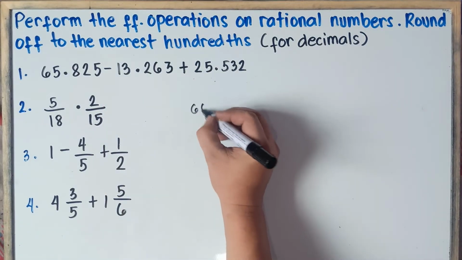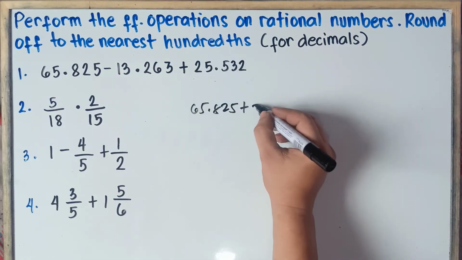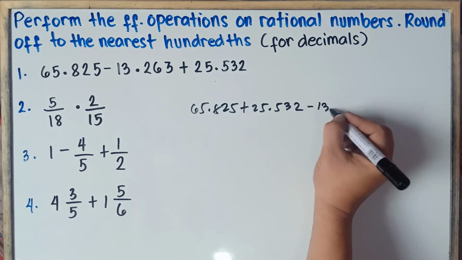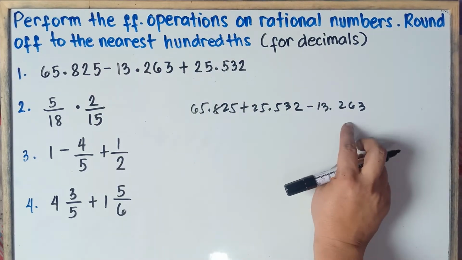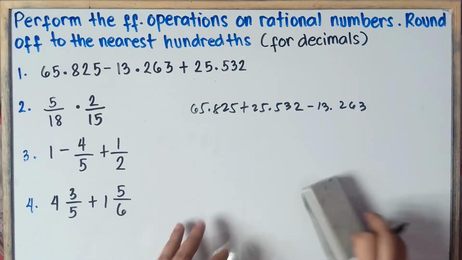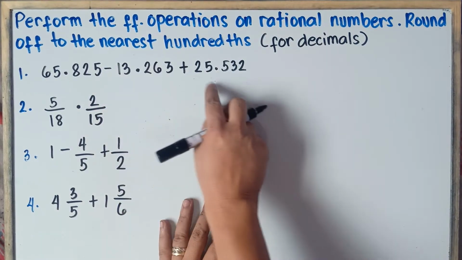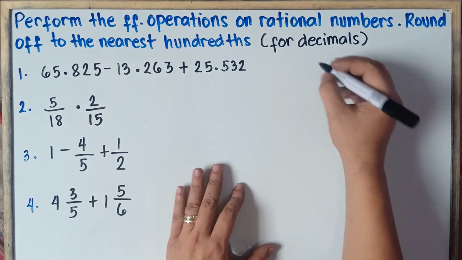You can have 65.825 and then positive plus 25.532 minus 13.263. So add this one first and then subtract, you will have the same answer, class. So let's just simply subtract this. Subtract this one and then our answer we add it by 25.532. Alright, let's do that.